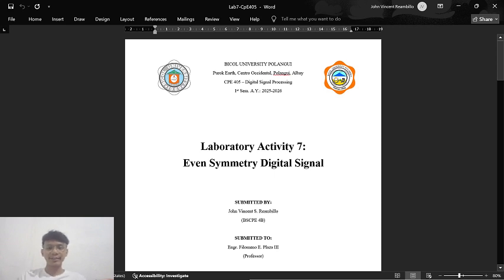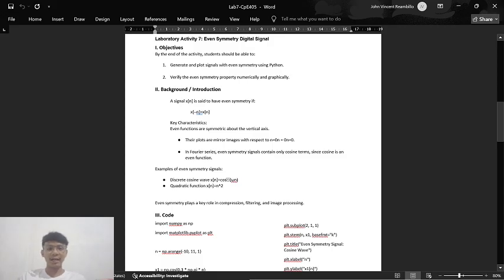Hello, I'm John Vincent Triambilio and I'll be explaining our laboratory activity 7, Even Symmetry Digital Signal. The purpose of this activity is to generate and plot signals that show even symmetry using Python and to verify this property both numerically and graphically.